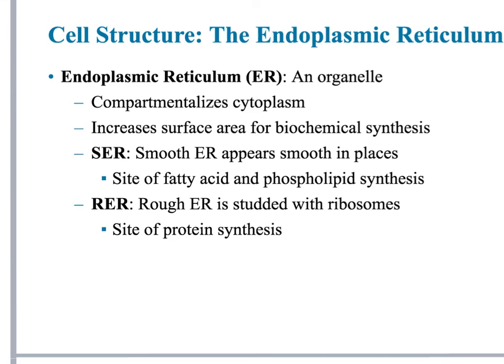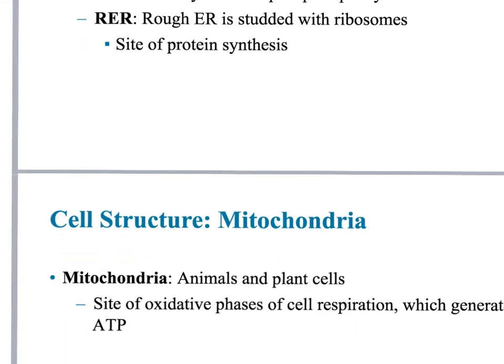So the rough endoplasmic reticulum with all those ribosomes on them are constantly churning out new proteins or replenishing proteins for the body. So it's the site of protein synthesis, whereas smooth endoplasmic reticulum without the ribosomes is the site of fatty acid synthesis and phospholipid synthesis.